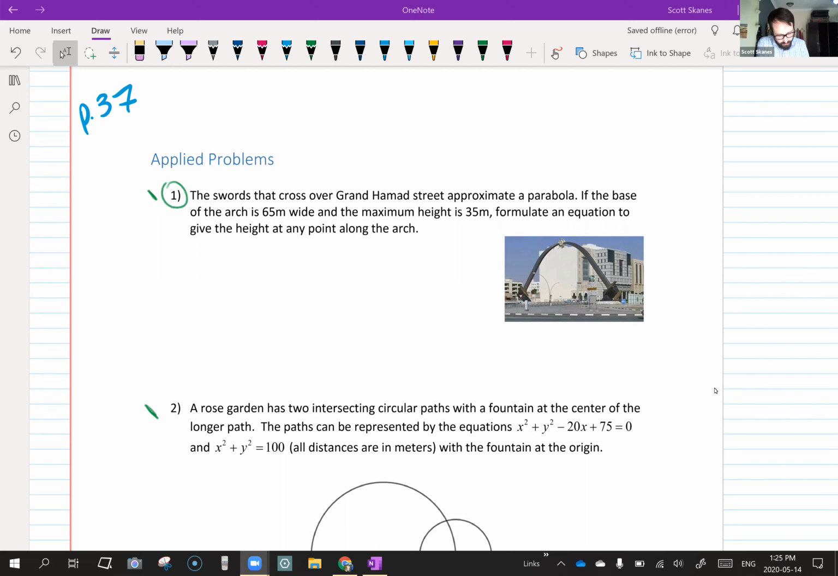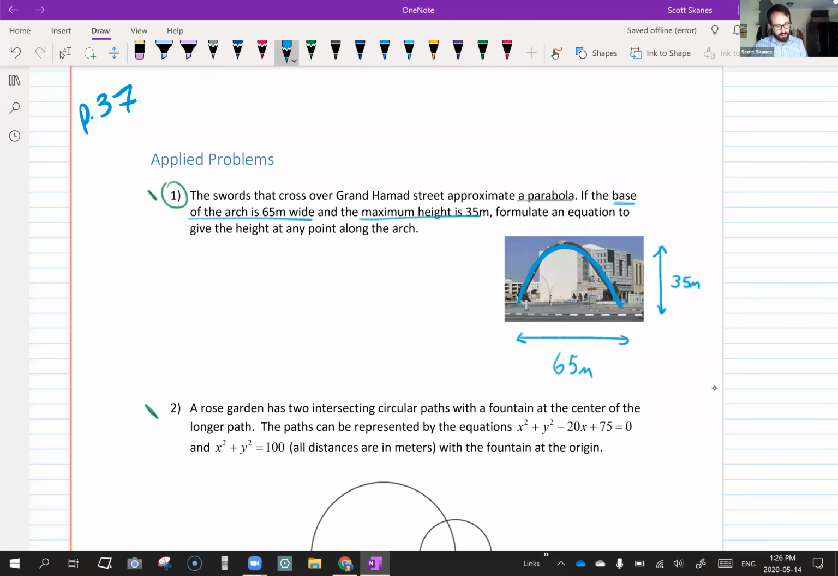The swords that cross over Grand Hamad Street approximate a parabola. So it's saying that the swords have a parabolic shape, and we can see that. We can just look at this right now. We can see that this is clearly a parabola, or it could be said to look like one. It says if the base of the arch is 65 meters wide, so I'll just say this is 65 meters, and the maximum height is 35 meters. So that height is 35 meters.